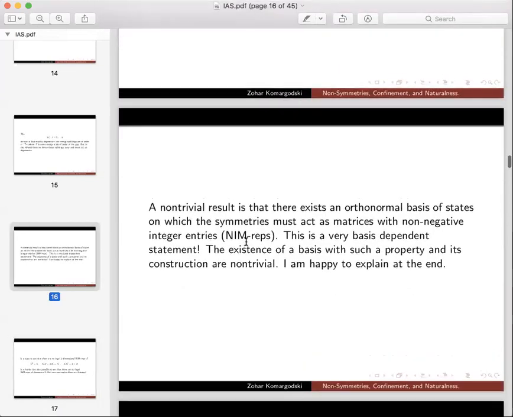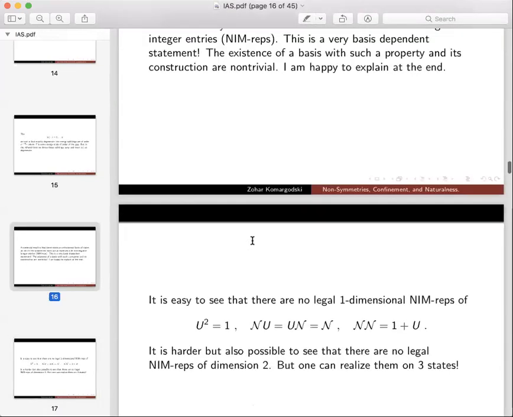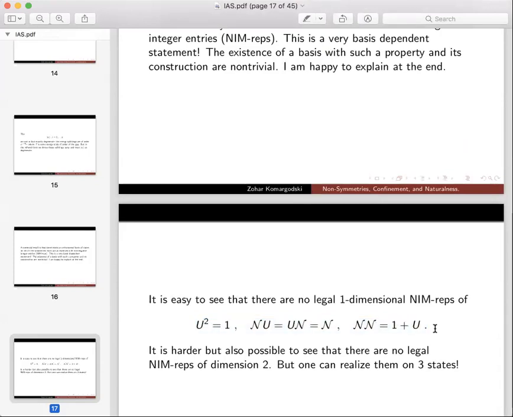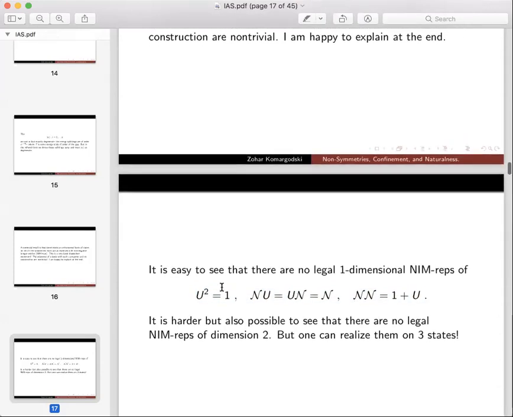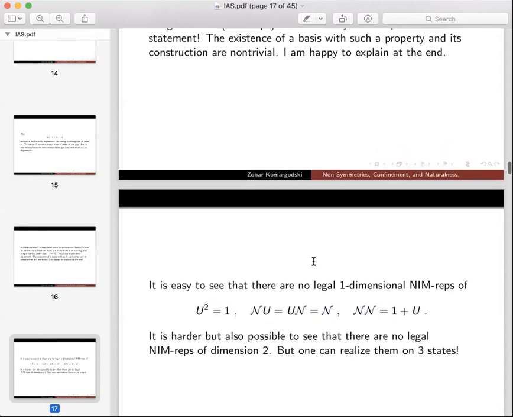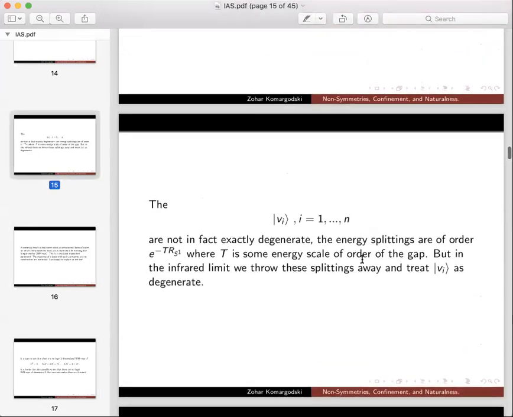These nimreps, they're called representations because they satisfy this algebra. So let's just go over it in this example. You can ask, can we ever represent these U's and N's by matrices that act on the Hilbert space with matrices with non-negative integer coefficients? And let's start with 1 by 1 matrices, namely ordinary non-negative integer numbers. So you can ask, can it be that the ground state is made out of one vacuum, just one state?